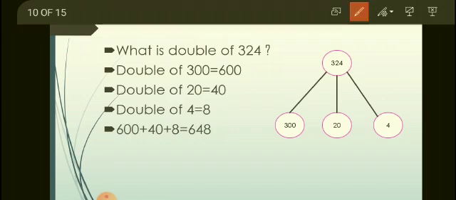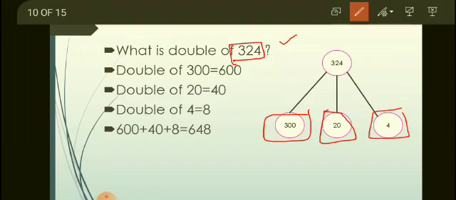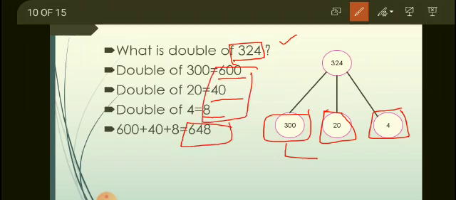In method number 3, students, it's a very interesting method indeed. 324 we are going to split into its place values. 300, 20 and 4 are the place values of 324. When we double them, double of 300 we get 600. Double of 20 is 40. Double of 4 is 8. Just add them and you get the double of 324, which is 648.